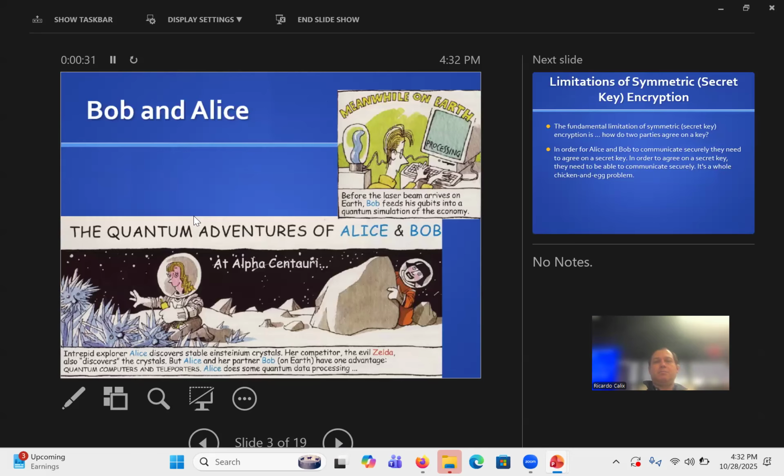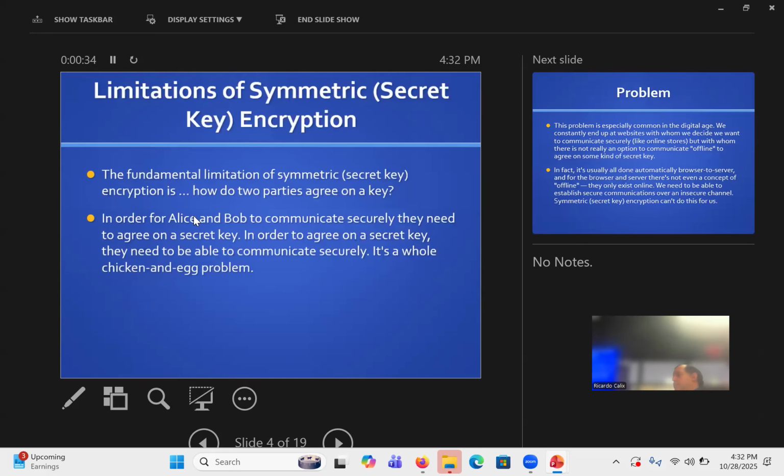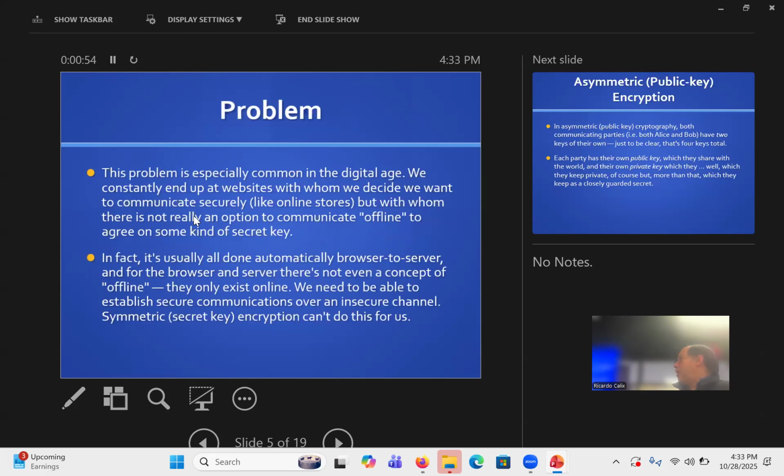So remember Bob and Alice. To wrap up, we talked about the limitations of symmetric encryption. The fundamental limitation of symmetric encryption is: how do two parties agree on a key? In order for Alice and Bob to communicate securely, they need to agree on a secret key. So it's a whole chicken and egg problem. And this problem, as we have stated, is especially common in the digital age. We constantly end up at websites, like online stores, with whom we decide we want to communicate securely, but with whom there is not really an option to communicate offline to agree on some kind of secret key, right?